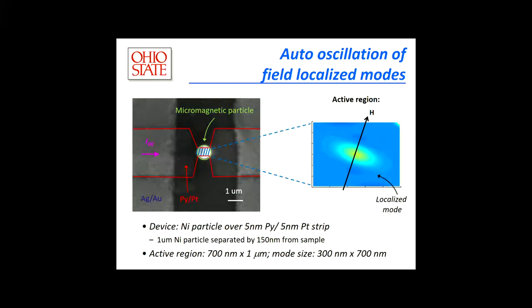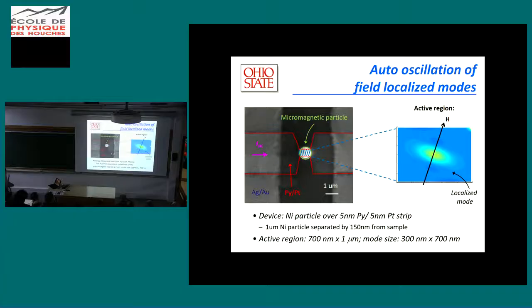All right, but the real interest here is in seeing if we can excite auto-oscillation of that mode. So this is a micromagnetic simulation of the mode. We think it has a size something like this. This is a big particle, but again, the well that it produces is smaller than that particle. This is the strip line that we use for applying RF. We also apply a DC current. It necks down to about 700 nanometers. And then Ji Zhang puts a nickel nanoparticle directly on top of that, and then does these experiments.